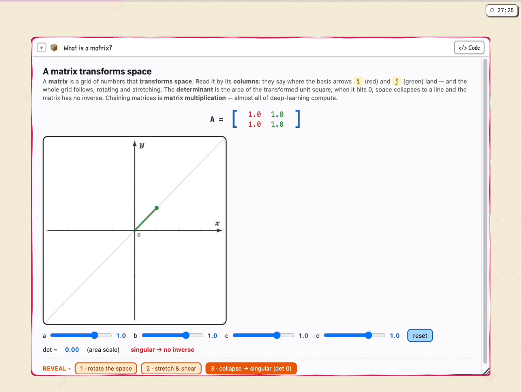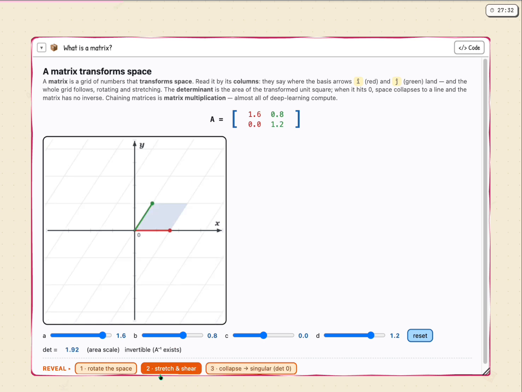Information was destroyed. Now connect this back. To transform a vector, you multiply it by a matrix, and out comes a new transformed vector. Chain several matrices together, and you get matrix multiplication, the single most common operation in all of deep learning. And here's the real-world hook. This is exactly how attention works inside a transformer, inside the large language models everyone is talking about.